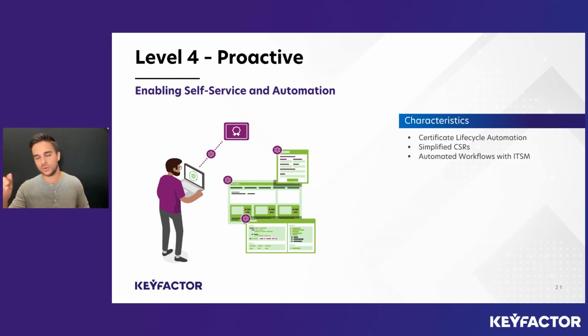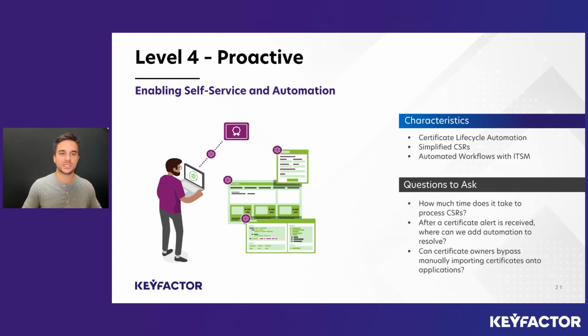You're able to renew certificates automatically. You're able to understand the full lifecycle of that automated certificate, and you're able to proactively prevent any type of outage. So some of the questions you can ask: how much time does it take to process a CSR? If it's extremely low, then you're probably at this level 4. You have some automated processes and workflows in place.